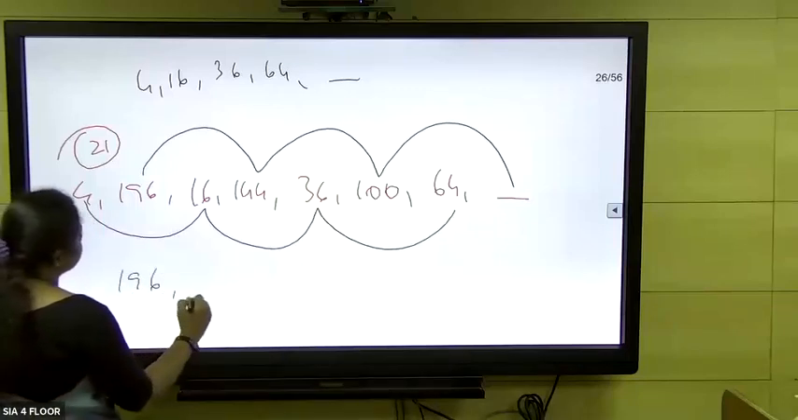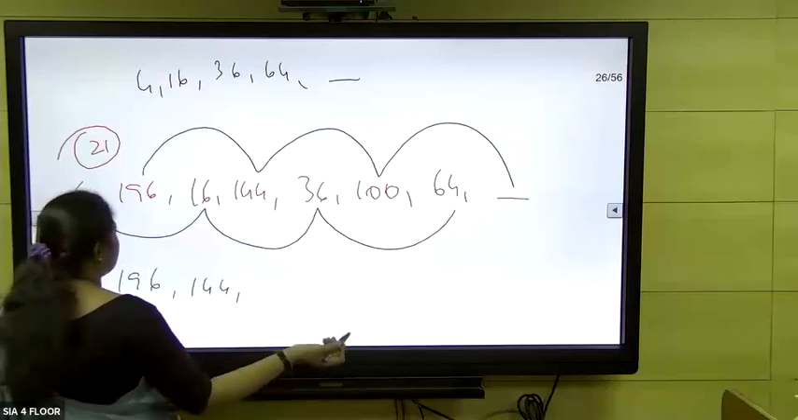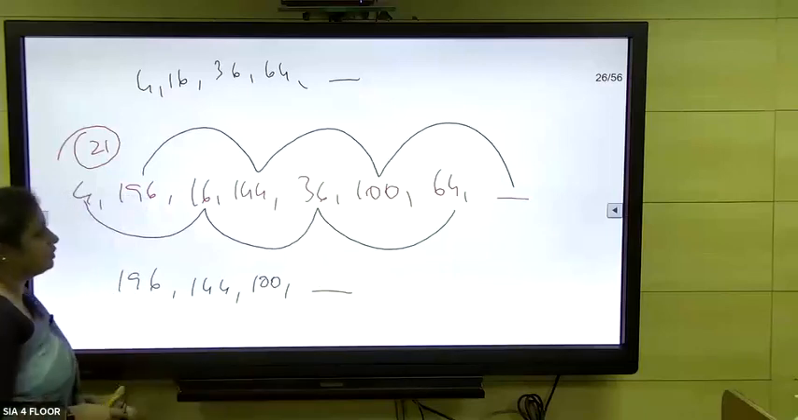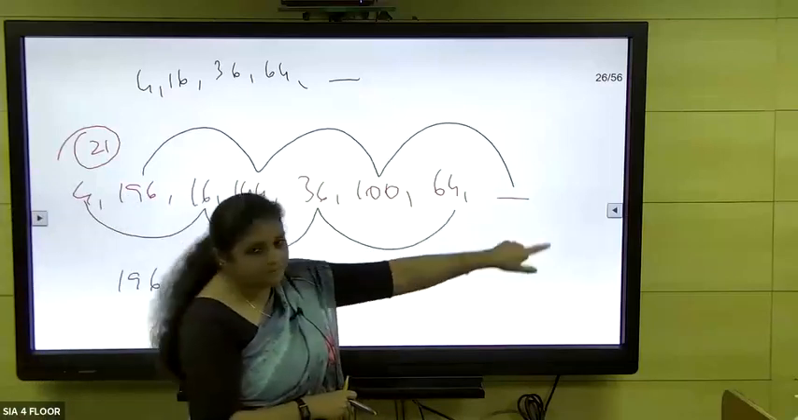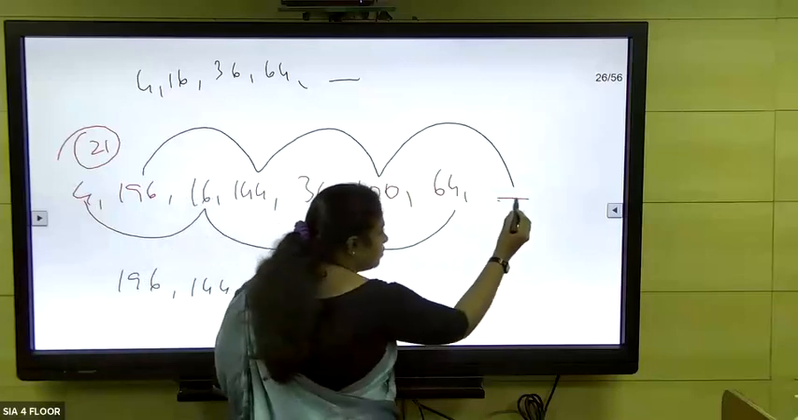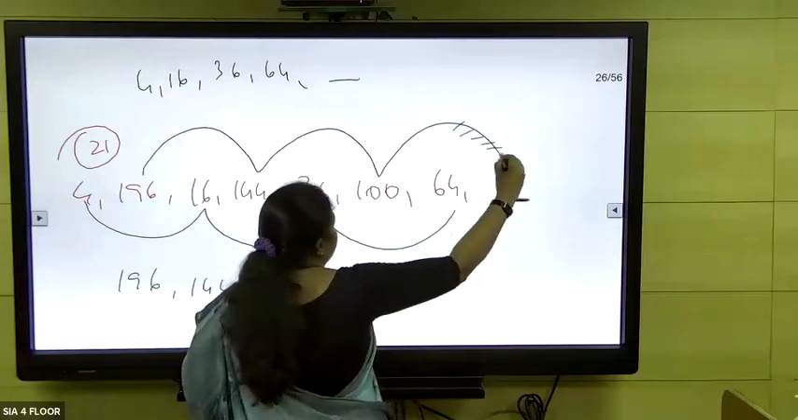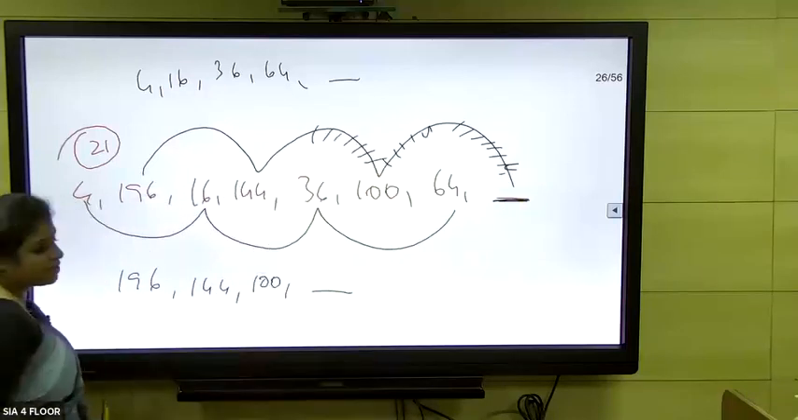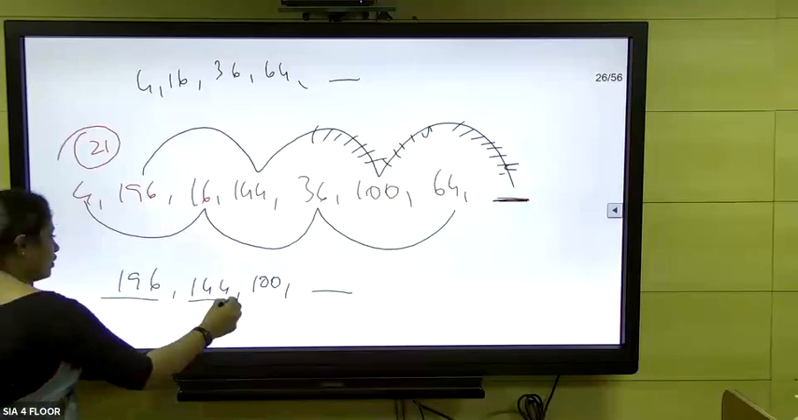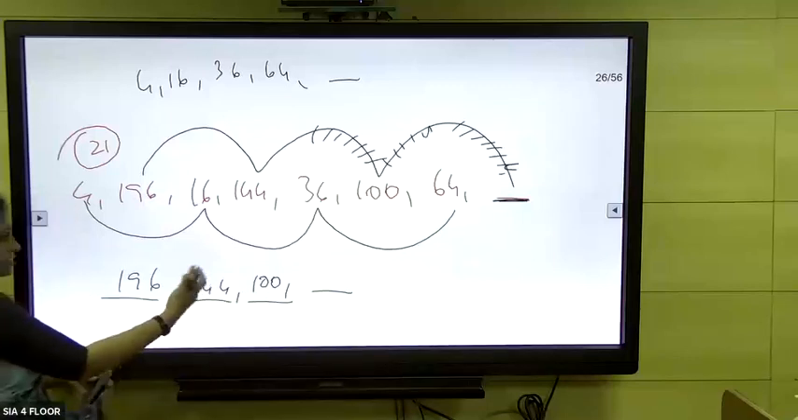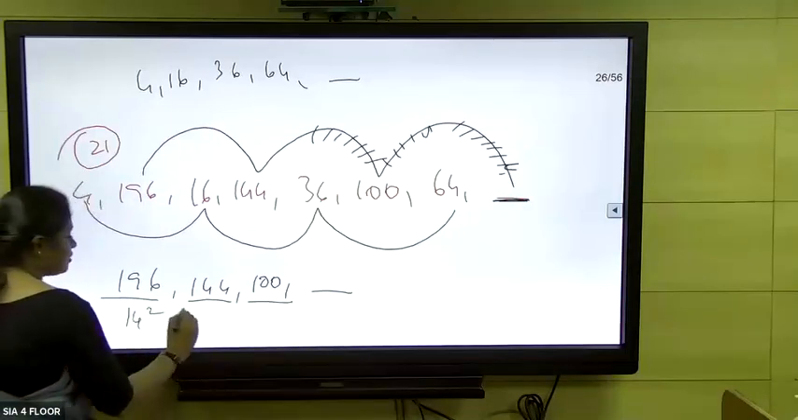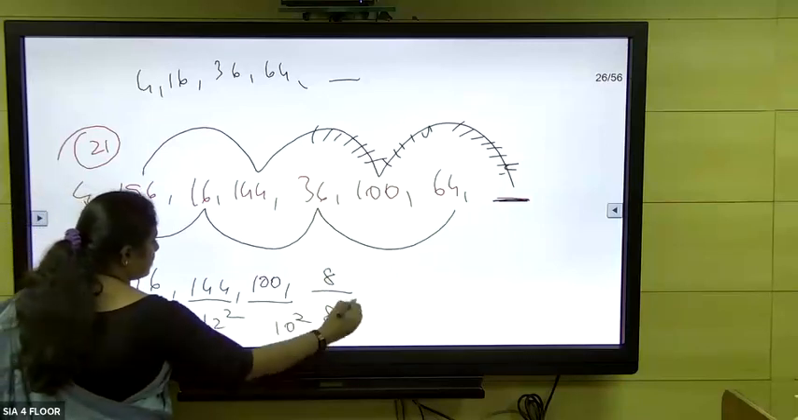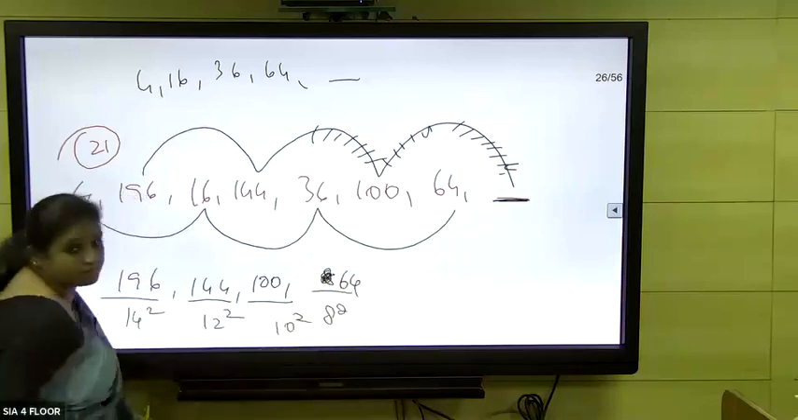So 196, 144, and you don't have to approach both sequences. What is required? Only focus on that. This sequence is required because this is where it's ending. So focus on this sequence alone. 196, 144, 100. What are all these? These are square numbers. This is 14 square, 12 square, 10 square. So next should be 8 square, which is 64.